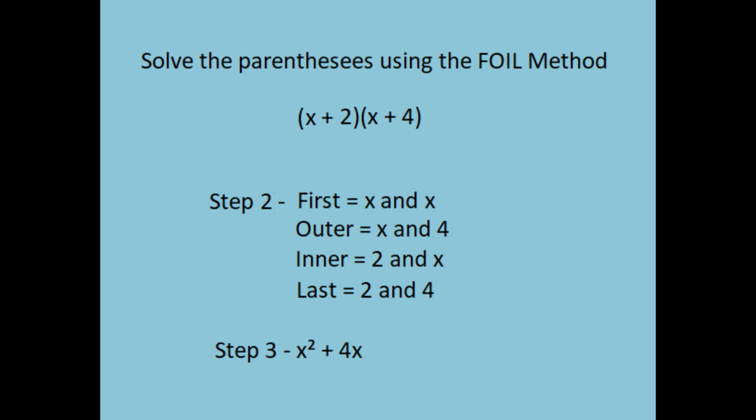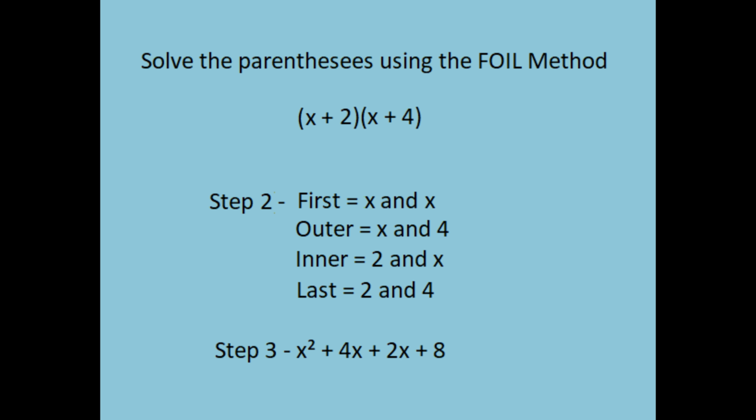Then I multiply the inner terms, which are 2 and x using FOIL, and get 2x, and add it to x squared plus 4x, and get x squared plus 4x plus 2x. Then I multiply the last terms of the binomials, which are 2 and 4 using FOIL, and get 8, and add it to x squared plus 4x plus 2x, and get x squared plus 4x plus 2x plus 8.